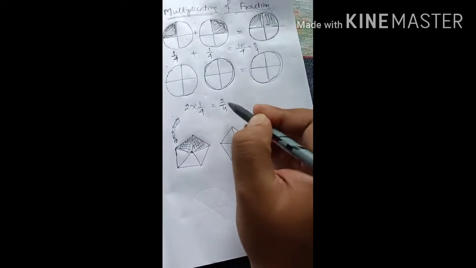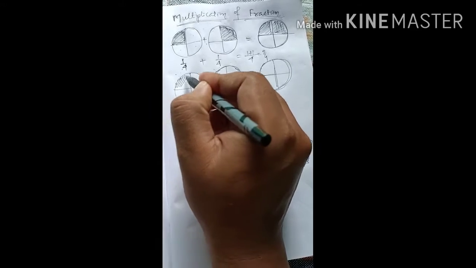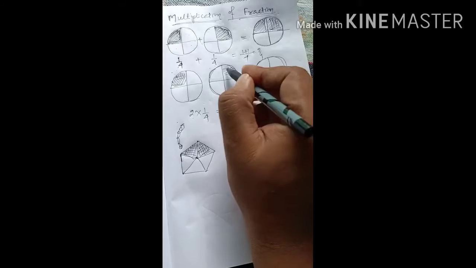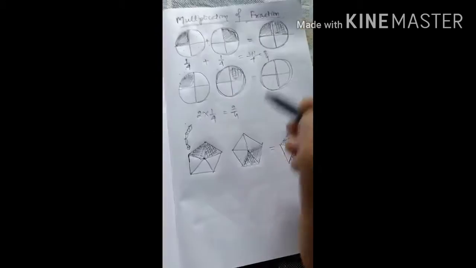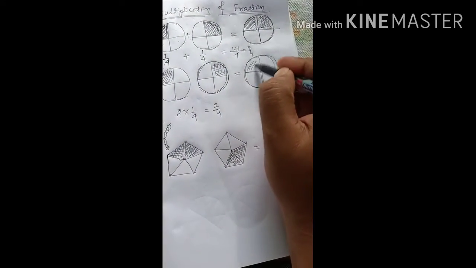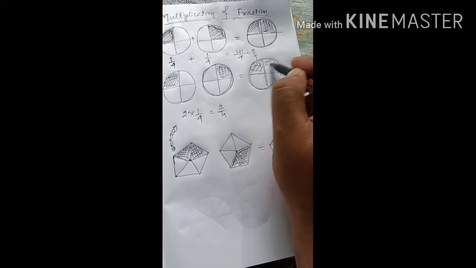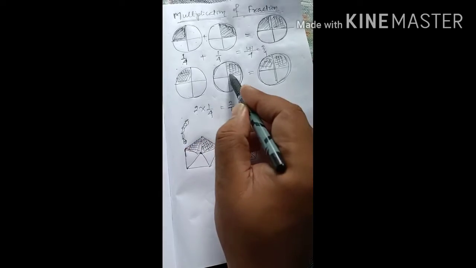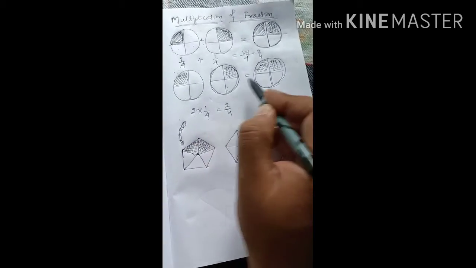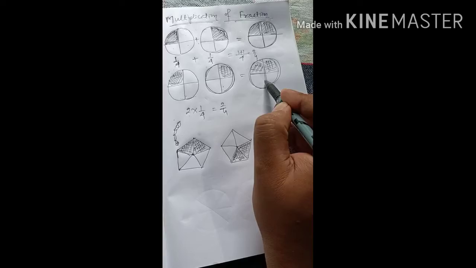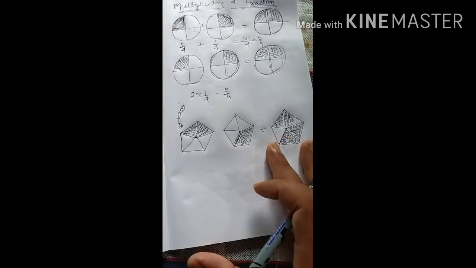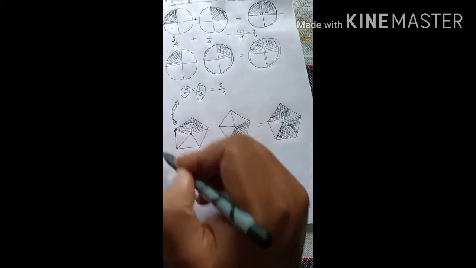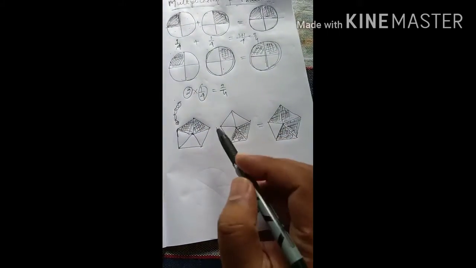How is this possible? Here we take 1 by 4 part, again we take 1 by 4 part, so the result will be 2 by 4 part. In this way we can multiply a whole number and a fraction. So let us come to the next example.